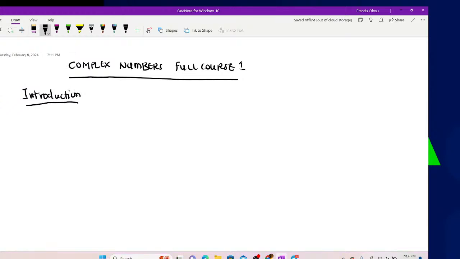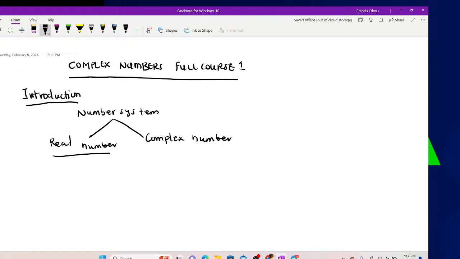So when we begin complex numbers, one may ask, why do we do complex numbers? So there are two categories of number system. We have the real number system and we have the complex number system. The real number system is what we use every day, and the complex number system is what we are going to do in this course.